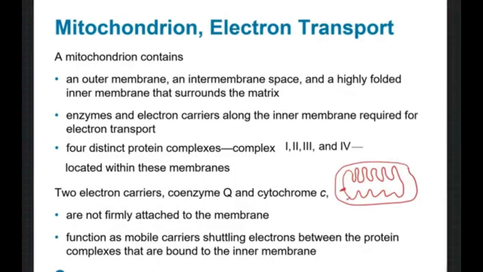Within that folded membrane are proteins of the electron transport chain. Okay? And there are 2 more structural elements, coenzyme Q and cytochrome C, that are not attached to the membrane but rather float in it, which allows them to shuttle the electrons between protein complexes in that chain, because these complexes are anchored to the membrane.